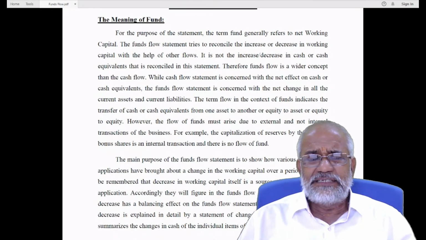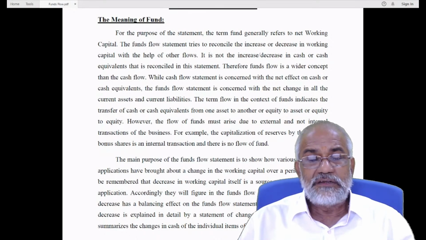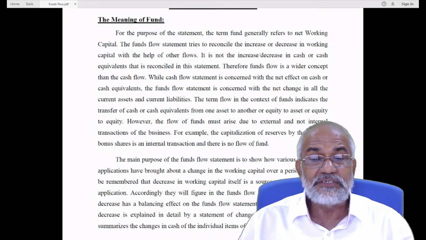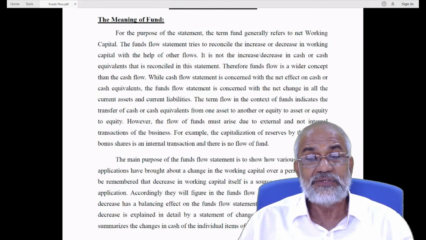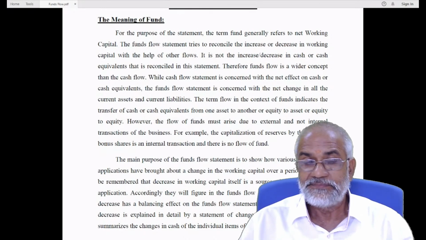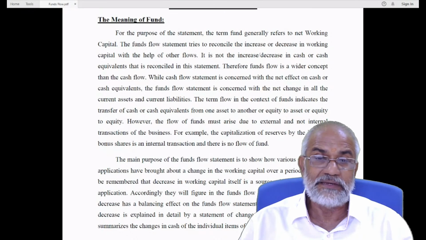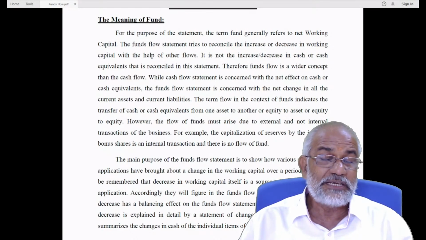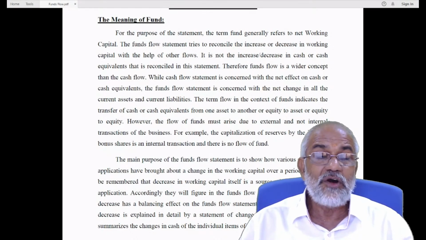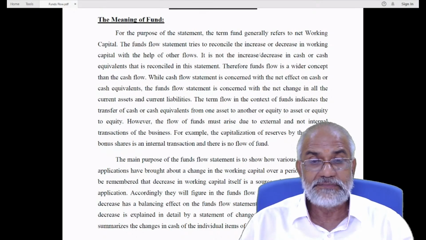The balance sheet cannot say where we got the resources from, what the sources of our funds are, and in what way that fund gets utilized during that particular period. That can be ascertained by preparing the funds flow statement. That's why the funds flow statement is otherwise called the where-come, where-gone statement.